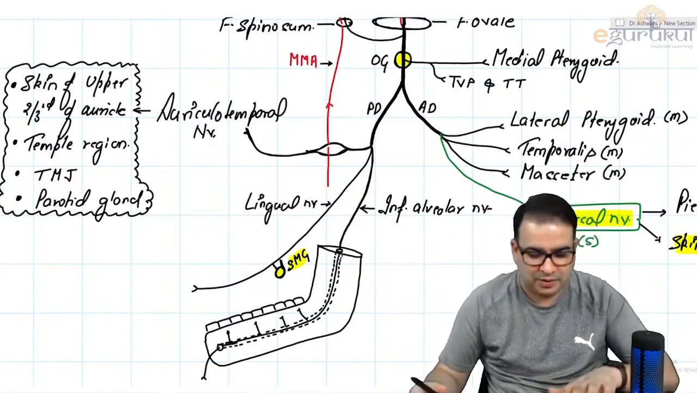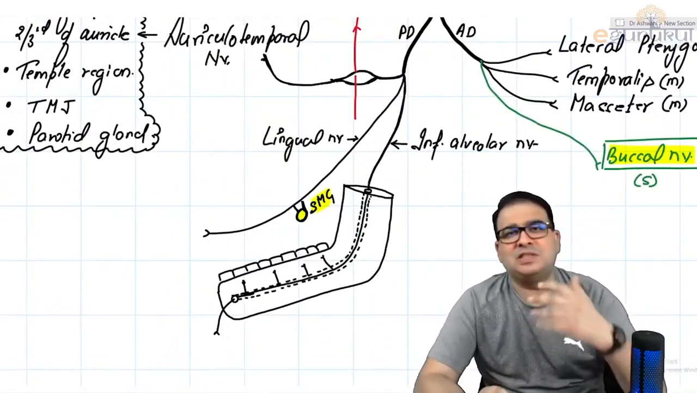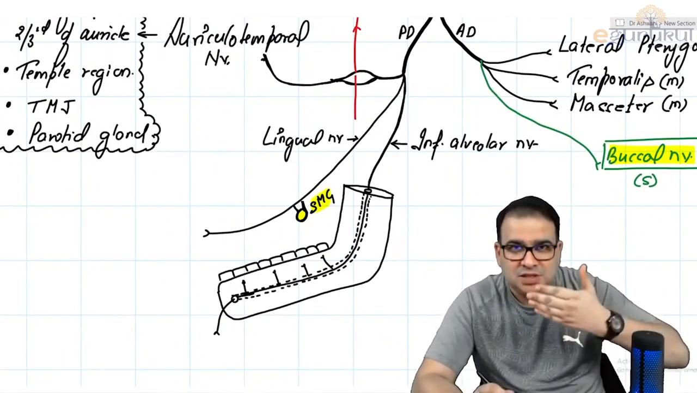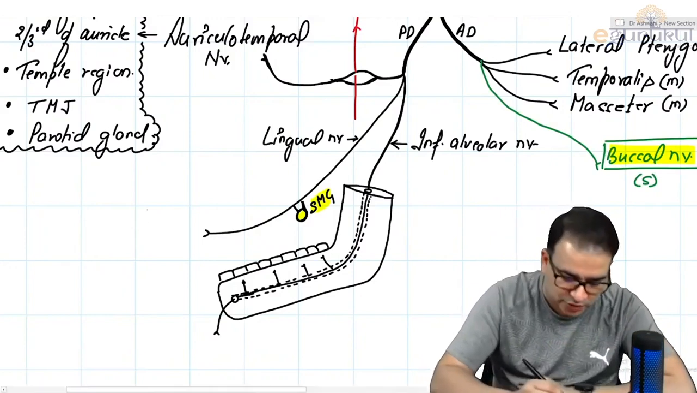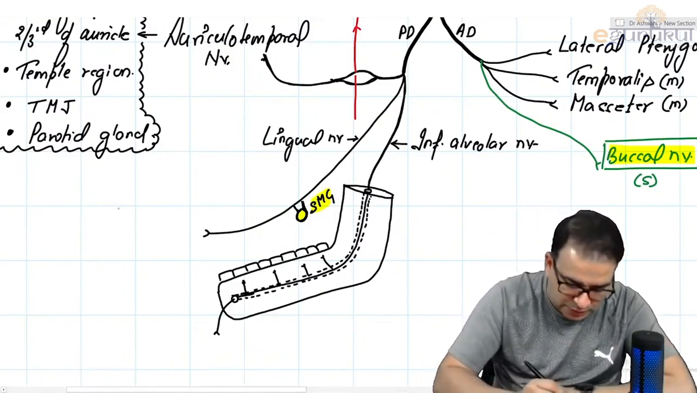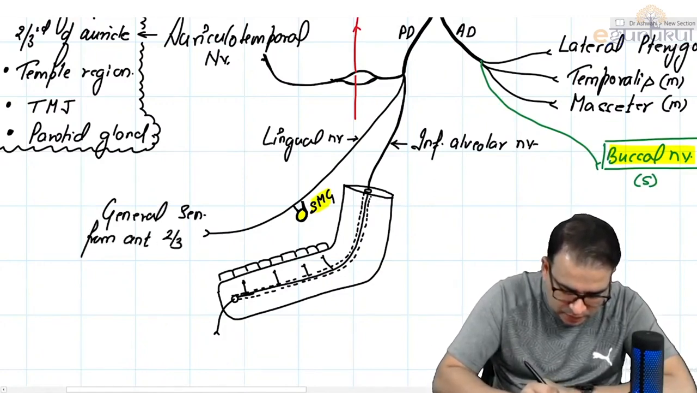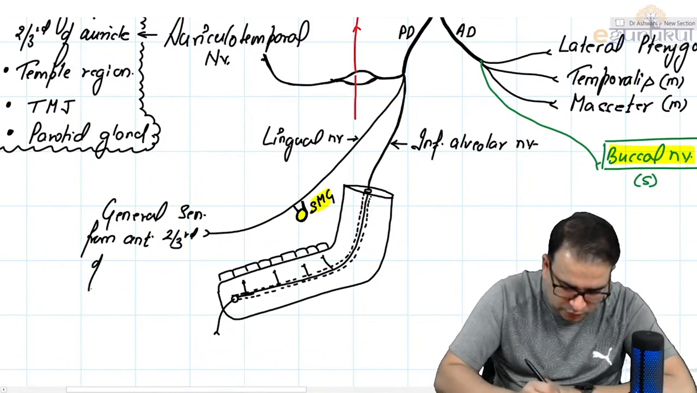That's the submandibular ganglion. The function of the lingual nerve is sensory. The lingual nerve is taking the general sensation, not taste, just the general sensation, from the anterior two-thirds of the tongue.